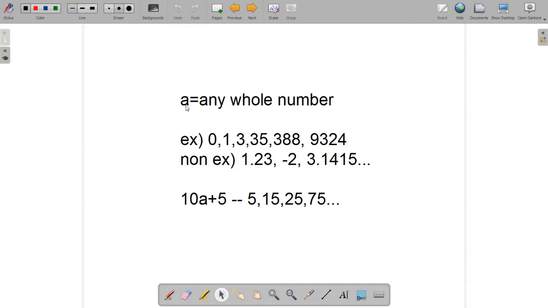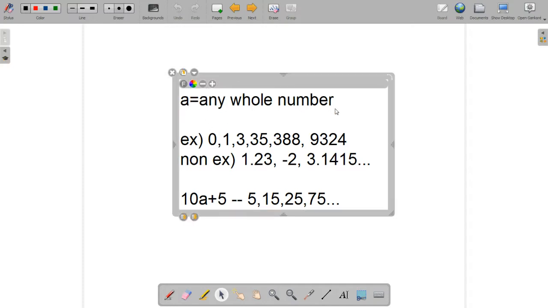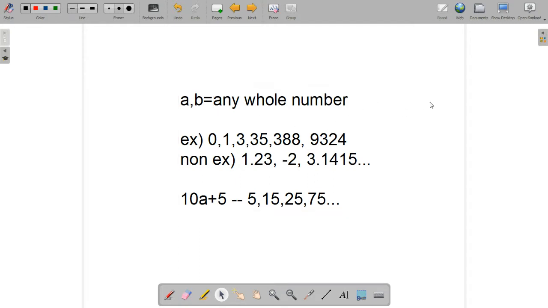First, let's define some numbers. Let's just represent A and B as any whole number. What is a whole number? Basically, it's 0, 1, 2, 3, 4, 5, 6, 7, 8, 9, 10, whatever. Those are all whole numbers. It's important to remember that 0 is a whole number.